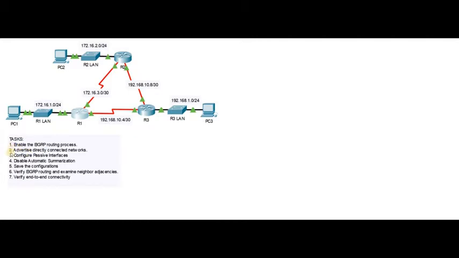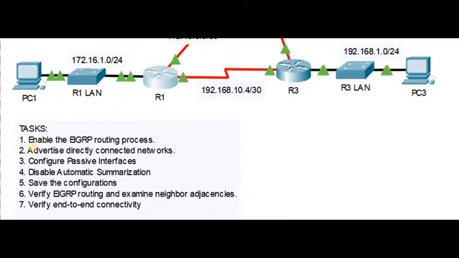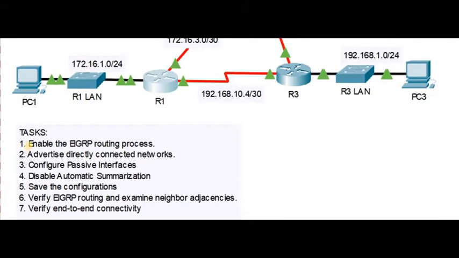Number 1, we're going to enable the IPv4 EIGRP routing process. We're going to enable that per router. Second, we're going to advertise directly connected networks. Third, we're going to configure passive interfaces. We're going to explain as we move on what passive interfaces are. Next, we're going to disable automatic summarization, and then explain why we need to disable that later.